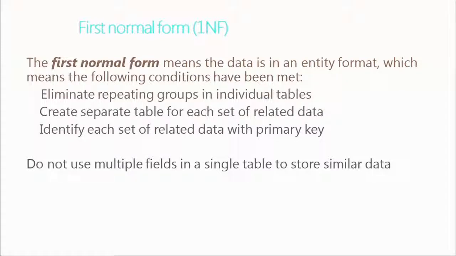Create a separate table for each set of related data. We talked about that with our CDs: instead of having things stored in Excel, we're going to create a table for our artists and maybe for the genres and for the different types of tables. And then we need to tie those together, and we're going to identify each set of data within the table. We're going to tie that using what's called a primary key, and we're going to introduce that as well. We're not going to use multiple fields in a single table to store similar data. That's pretty much what a spreadsheet does for us. We want to avoid that. So we're going to set up relationships between the tables to allow us to do that. This is just introducing the first normal form.